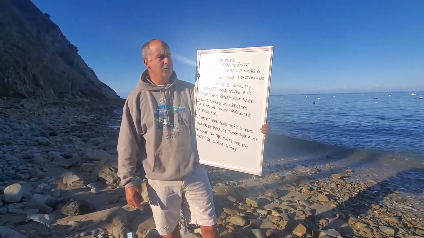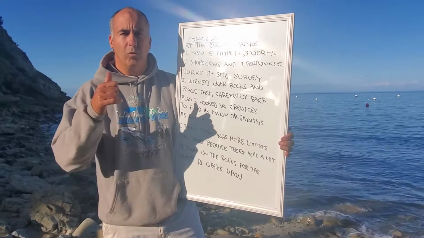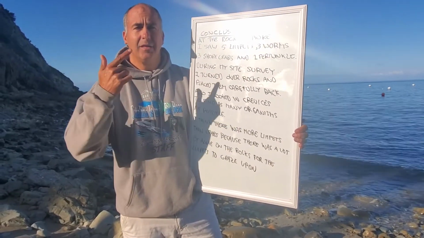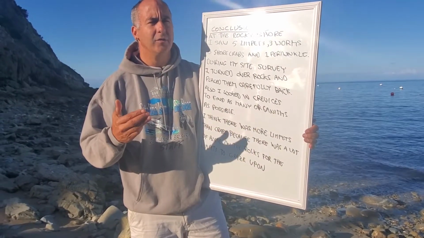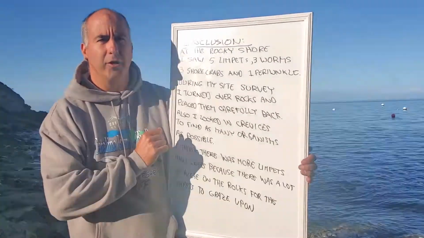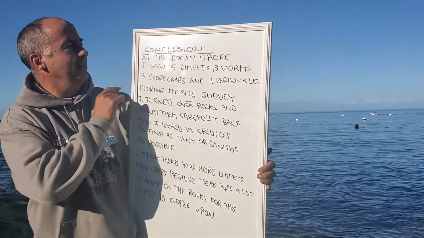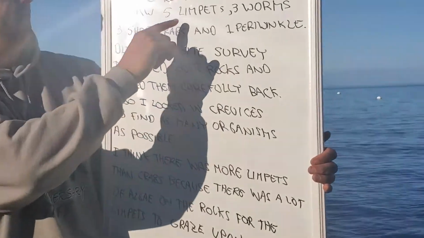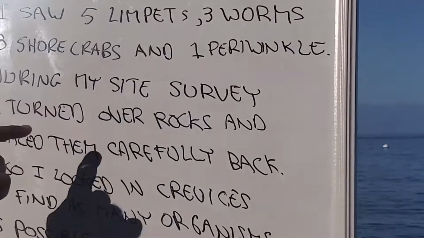And our conclusion, remember, has several parts. What you did, where you did it, right? What were your findings, and what is your theory? Okay, so I have already written out my conclusion here on this board, but we're going to go through it together. First thing I did was I listed my findings. So at the rocky shore, I saw 5 limpets, 3 worms, 3 shore crabs, and 1 periwinkle.